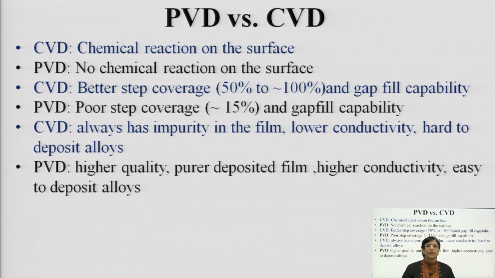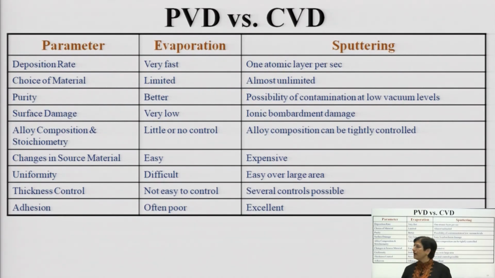But it has got very good quality of the deposited film. The film will have higher conductivity and you can have different alloys which can be deposited, that is its ability. Again, depending upon the deposition rate, evaporation will be better as far as sputtering is concerned. Sputtering will have one atomic layer. So, evaporated species will be depositing much faster.